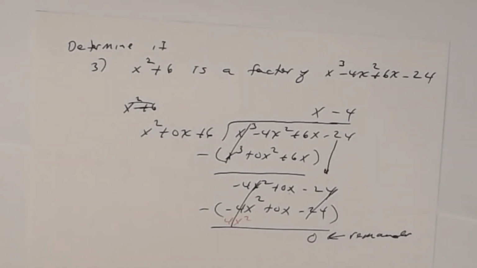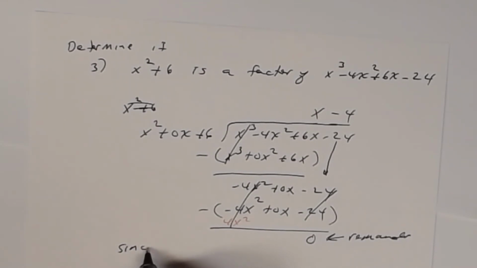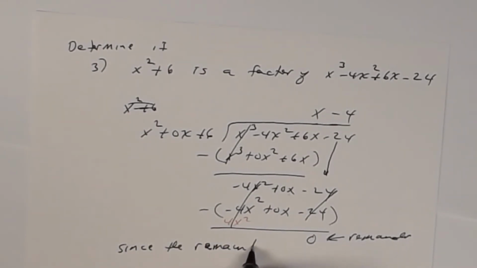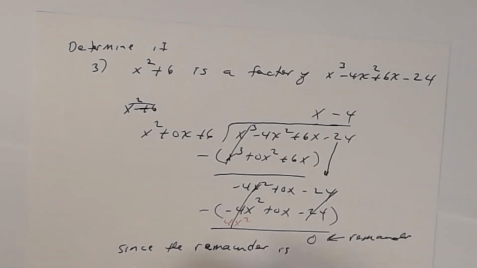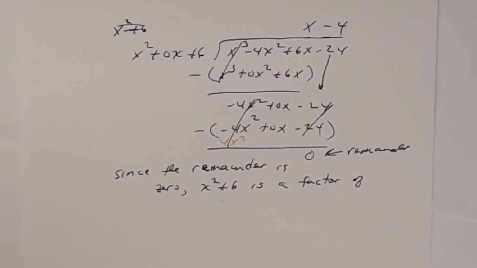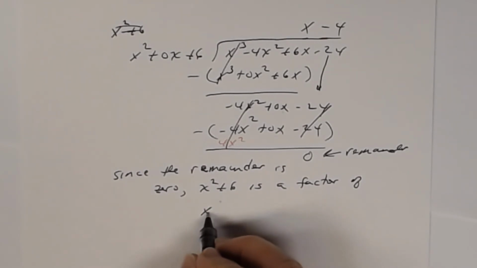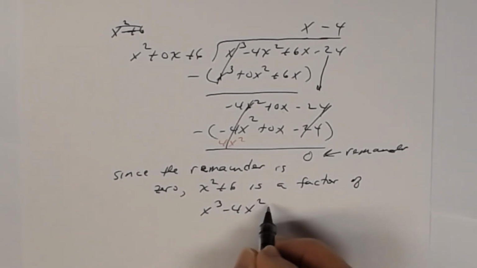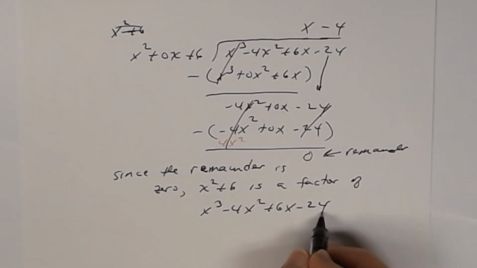Remainder 0. And so since the remainder is 0, remember what that means. x squared plus 6 is a factor of x cubed minus 4x squared plus 6x minus 24.